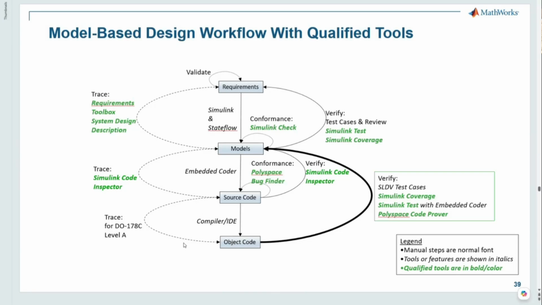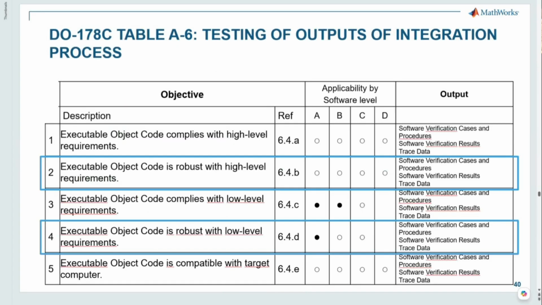You've got MCDC, plus you need to demonstrate the traceability between object code and source code. And this, we don't provide any tools. This usually is done with a sample of object code, and this is done manually. But here, what we can do with the tools is verify the object code against the low-level requirement, and we can use Simulink Test and Coverage again, and Simulink and the Polyspace Code Prover.